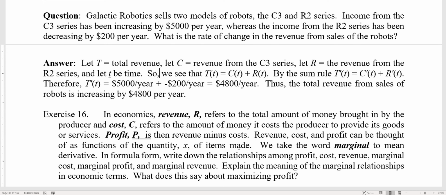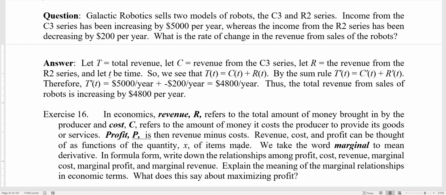So the R is the revenue, the total amount of money brought in by the producer, and C is the cost, the amount of money it costs the producer to provide its goods or services, to make them and market them. So it's not the cost to the consumer, it's the cost to the producer. And the profit is revenue minus cost. So revenue, cost, and profit can be thought of as functions of the quantity, let's say x, of items made.